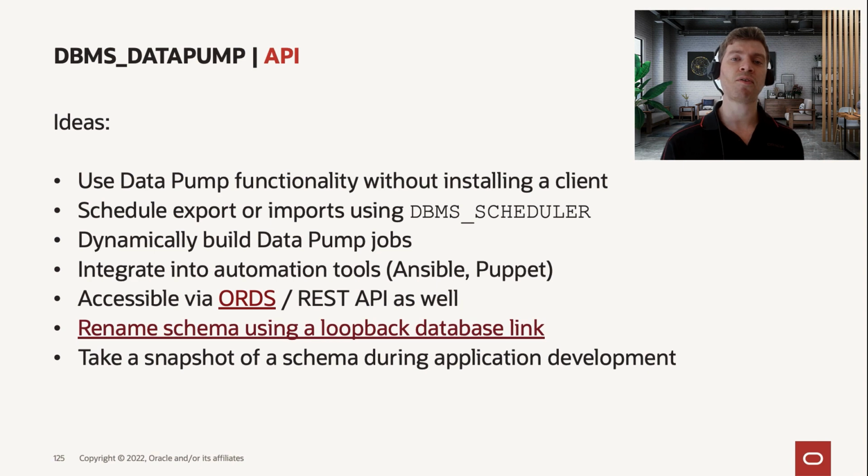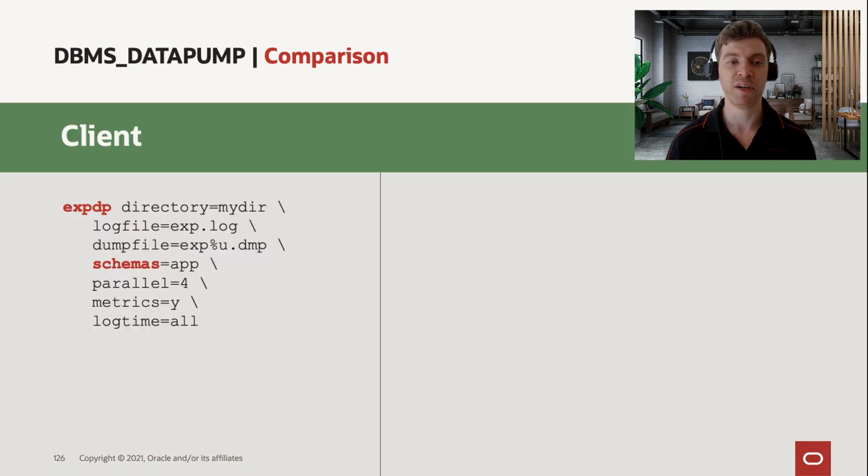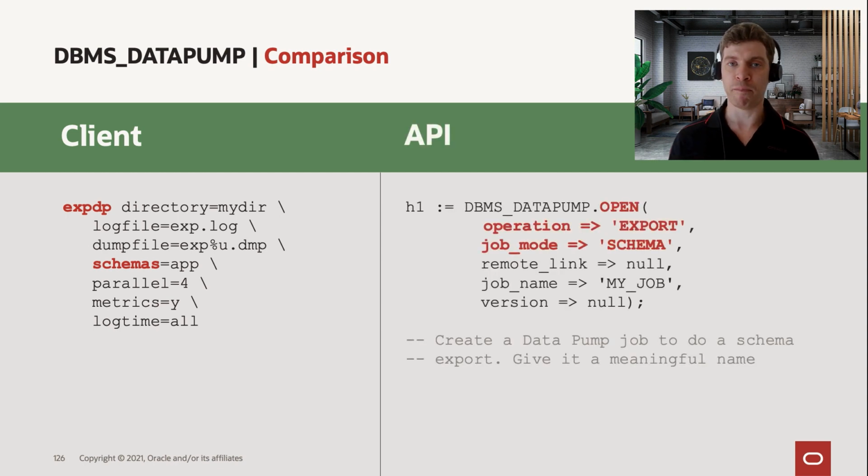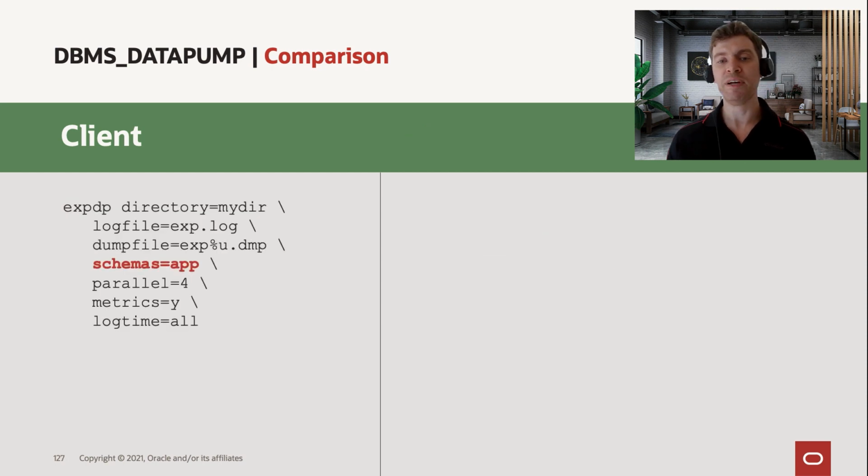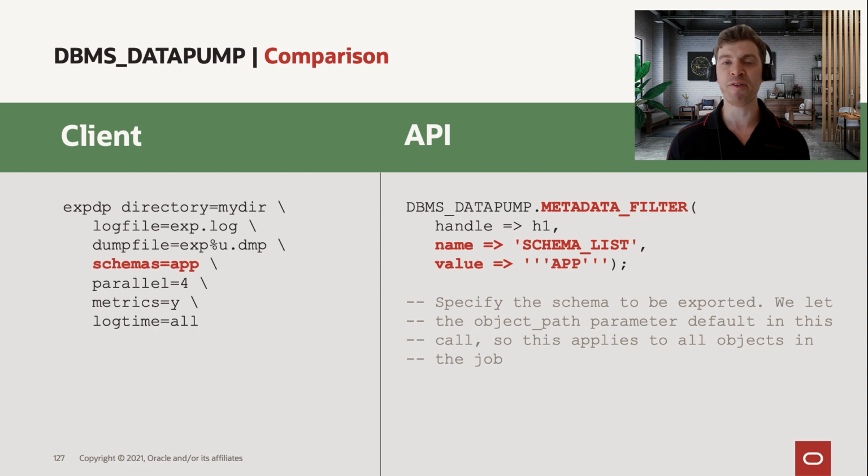Now let's see how client calls are translated into DBMS Data Pump calls. Imagine here you have an expdp with schemas equal to app. The first thing you would do if you are using the DBMS Data Pump API is start with this open procedure. The open procedure will instantiate a new job. And here H1 is a variable that will have the ID for this execution. It's a handler that will store a unique ID for this call. From this point, everything that we want to change in this export job, we are going to use this H1 variable. So for example, again, the schema is equal to app, so we need to add a filter here. We use the metadata filter procedure and we specify that the schema that we are using is just the app schema.